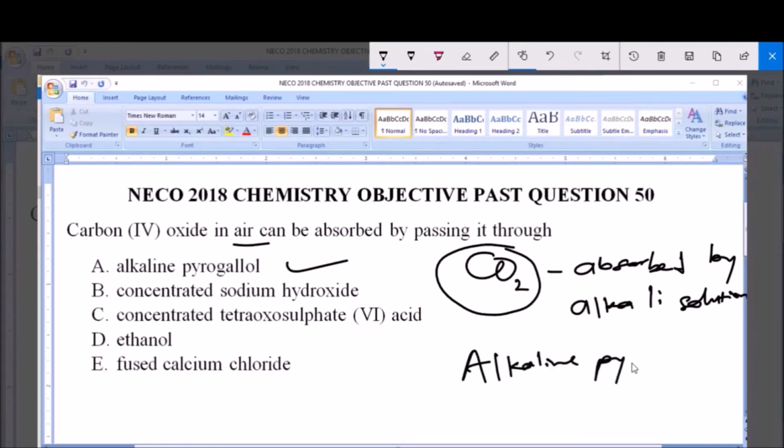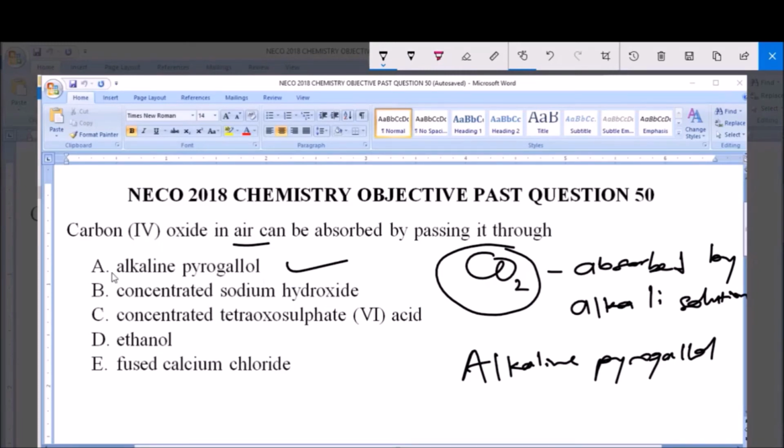Alkaline pyrogallol. Now you can see option B. Option B says concentrated sodium hydroxide. Yes, sodium hydroxide is capable of absorbing CO2, but then it is not capable of absorbing CO2 from the air as alkaline pyrogallol is. Alkaline pyrogallol is the most suitable for absorbing carbon(IV) oxide, which is CO2, from the air.